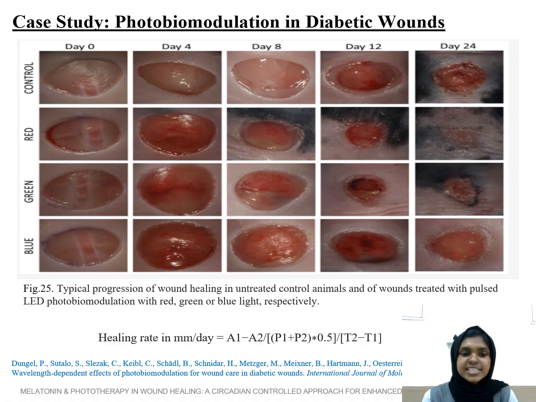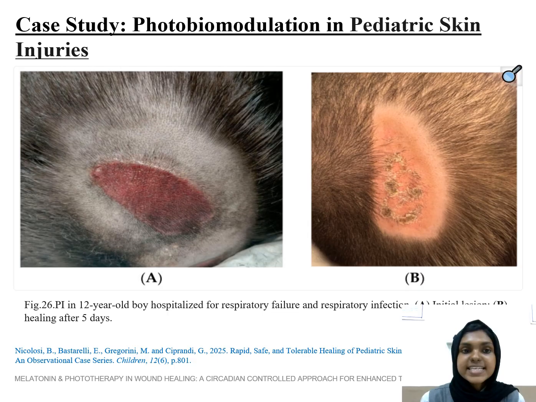So healing rate is calculated using an equation: (A1 minus A2) by (P1 plus P2) into 0.5, then divided by (T2 minus T1). This slide shows the case study of photobiomodulation in pediatric skin injuries. This is the picture of a 12-year-old boy hospitalized for respiratory failure, and he got this injury by regularly using the respiratory mask. The first picture shows the first day of the injury, and the last picture is the completely healed wound by using the photobiomodulation treatment.